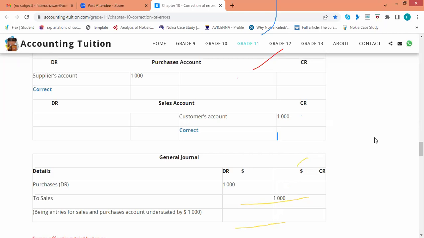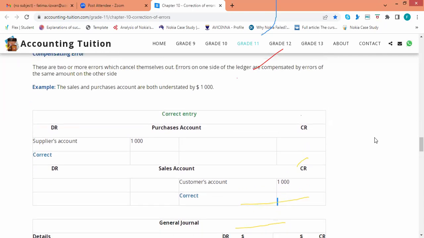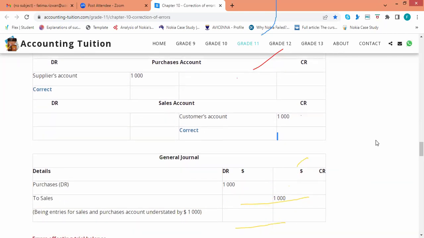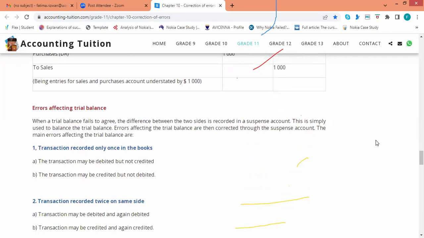Please note down that there is no error entry here. In error of omission and in compensating error, there are no error entries. There are just two entries. One is the correct entry and the other is called the rectifying entry. Whatever the correct entry was, that is the same rectifying entry also.